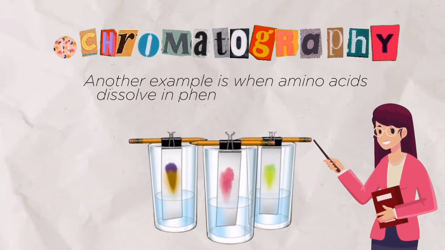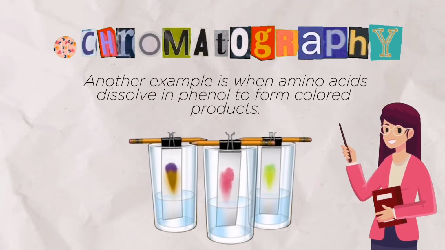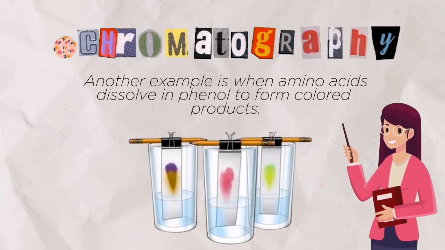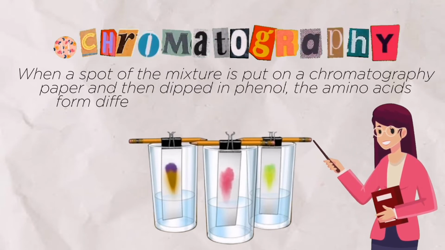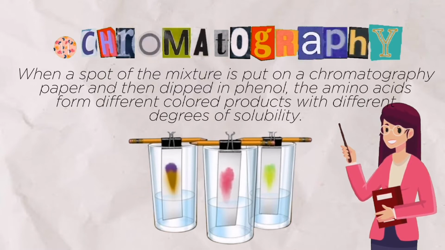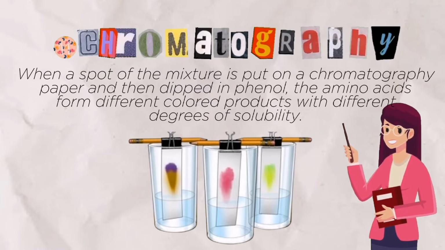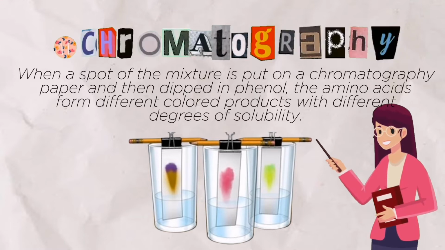Another example is when amino acids dissolve in phenol to form colored products. When a spot of the mixture is put on chromatography paper and then dipped in phenol, the amino acids form different colored products with different degrees of solubility.